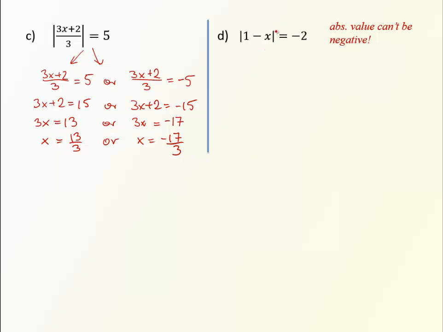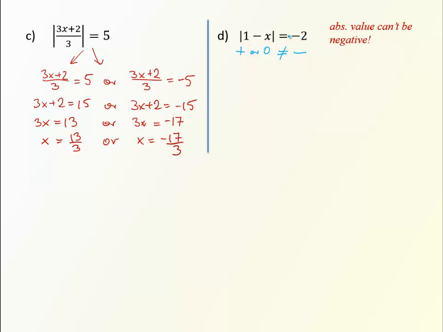The last example is quite interesting because what we see here is on the left hand side, this expression is always bigger or equal to 0. So it's always positive or 0. However, on the other side, we have a number -2, which is always negative. Obviously, a positive number will never be equal to a negative number, so this is impossible to make it equal. Therefore, we don't really need to solve it at all.